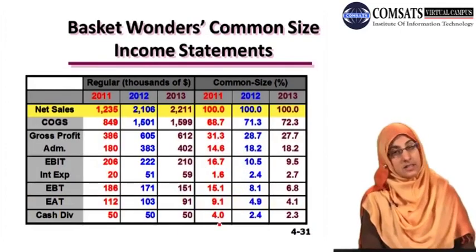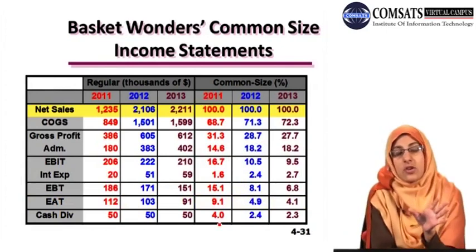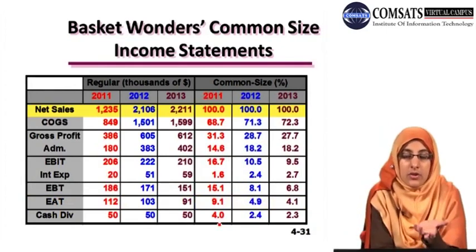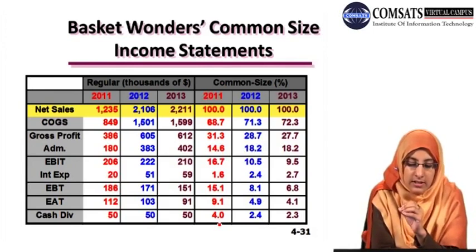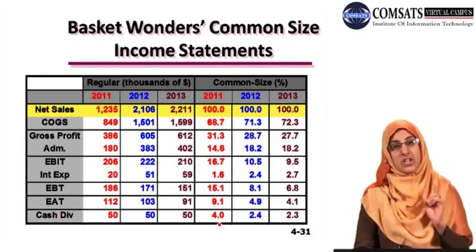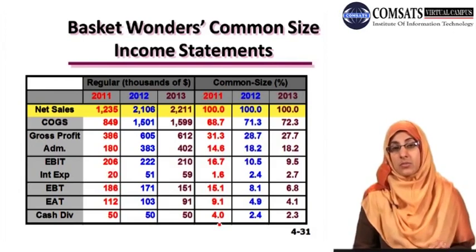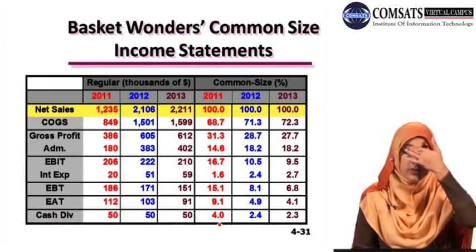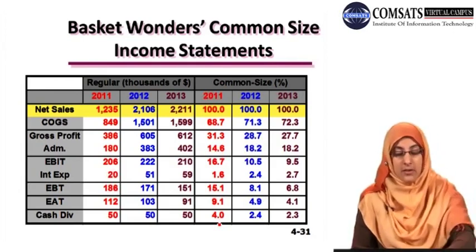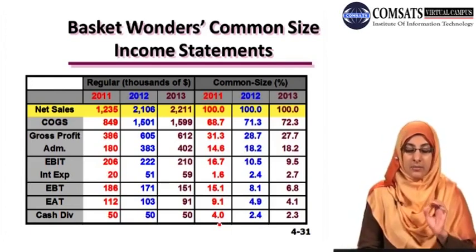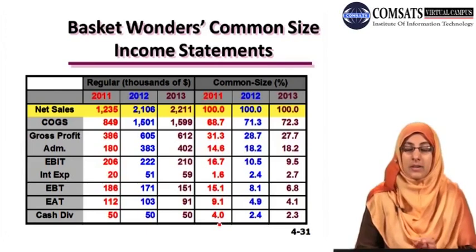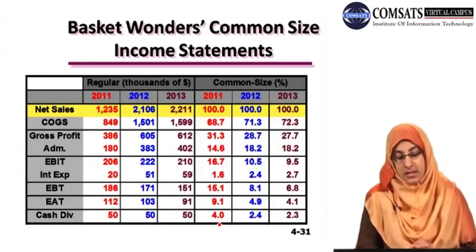This is the common size analysis of the balance sheet. Now when we talk about the common size analysis of the income statement, we have to divide each and every item of your income statement by the net sales. That means we divide the cost of goods sold by the net sales. For 2011, for example, we have 8,849 rupees divided by 1,235. We will get the answer as 68.7%.